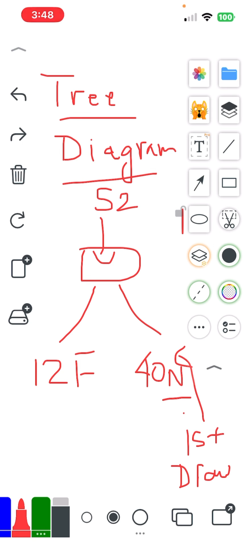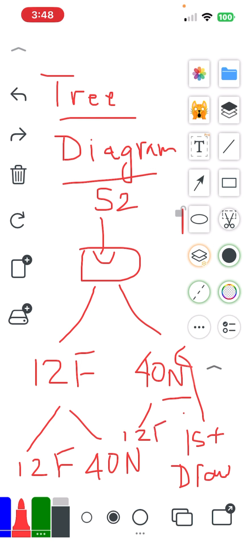For your second draw, you'll be using your 12 face cards over here. So for the second draw, this will become 12 face cards and 40 non-face cards. And this will become your 40.